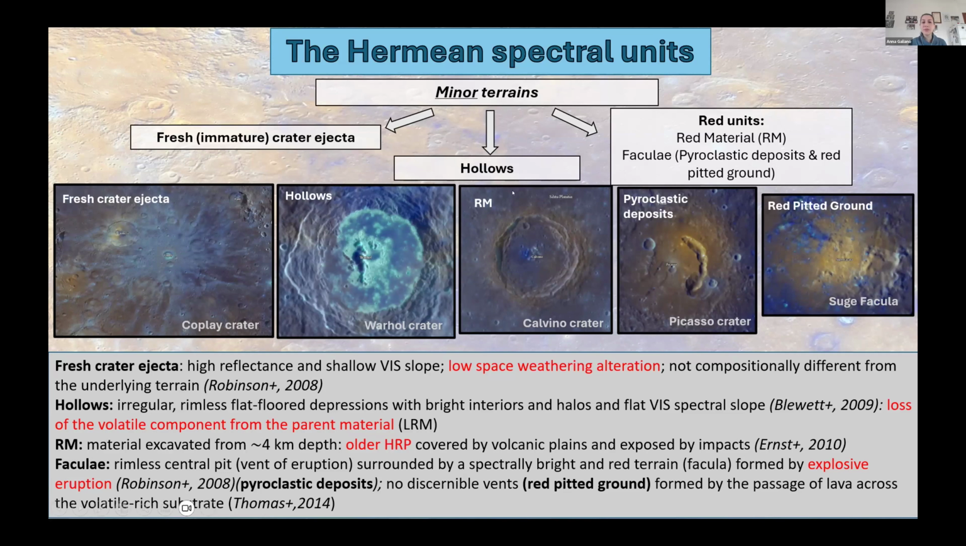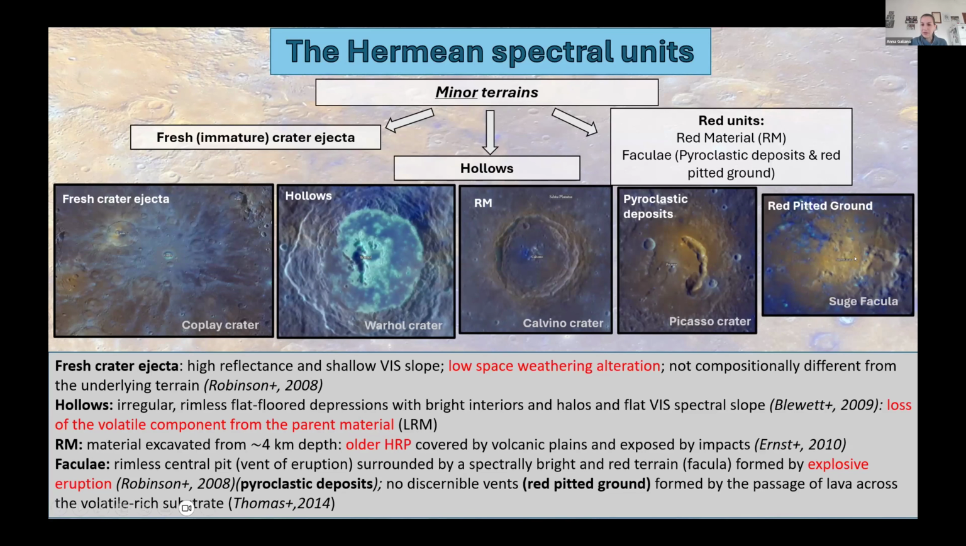The red material is part of the so-called red units, and the red units involve the red material, pyroclastic deposits, and the red pitted ground. Pyroclastic deposits and red pitted ground are the faculae. So we can say that faculae are made by a central pit, such as in this case of pyroclastic deposits, surrounded by spectrally bright and red terrains. That is the facula, and these are formed by explosive eruption.